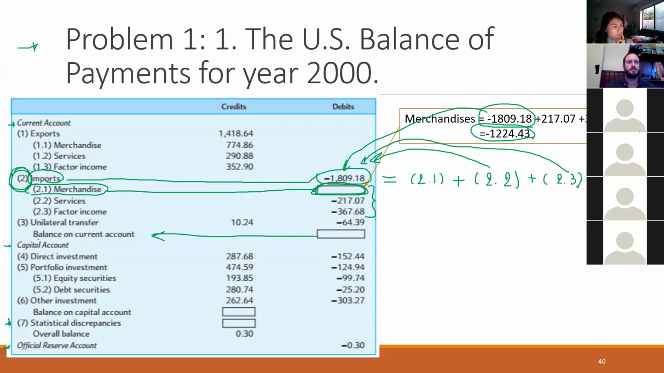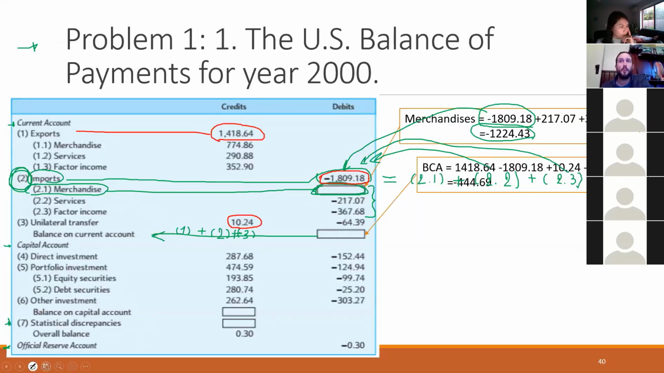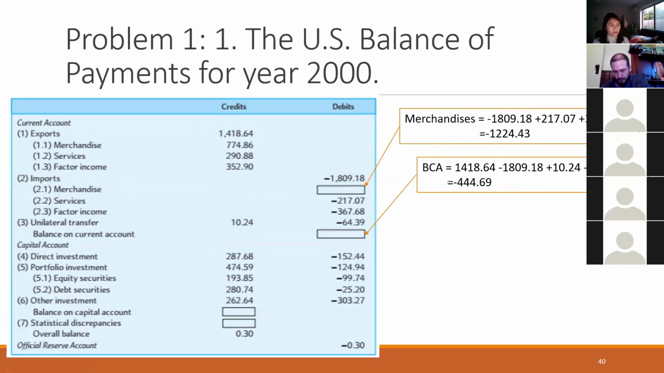That's okay. So for the balance on the current account, I'm going to take the sum of section one, plus the sum of section two, plus the sum of section three. The sum of section one is here, this is my export. Section two is my import, the number that we looked at before. Section three is unilateral transfer, something like foreign aid or donations, and so on and so forth. If I add up all these numbers, I will find that my balance on the current account is about minus 444. So I just take section one plus section two plus section three.